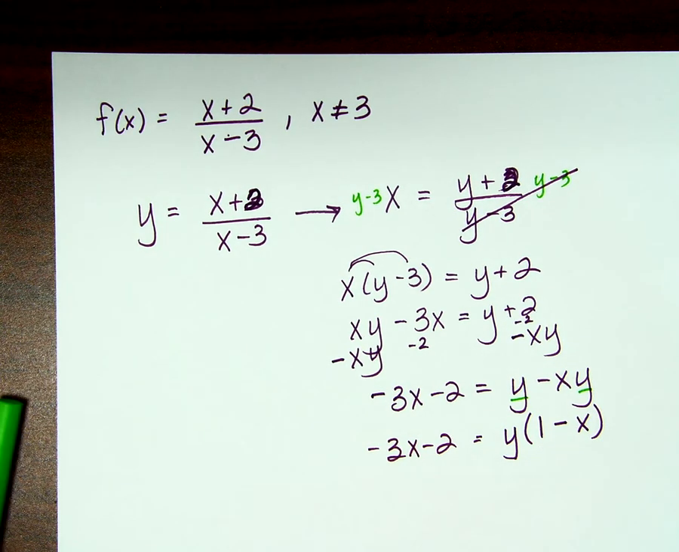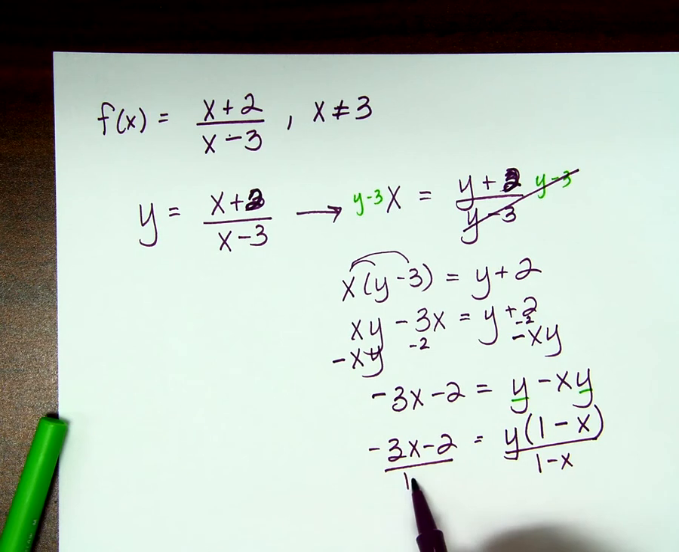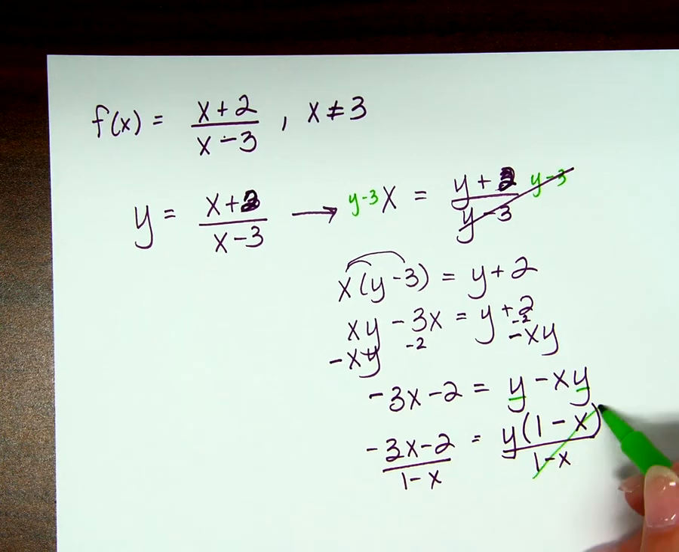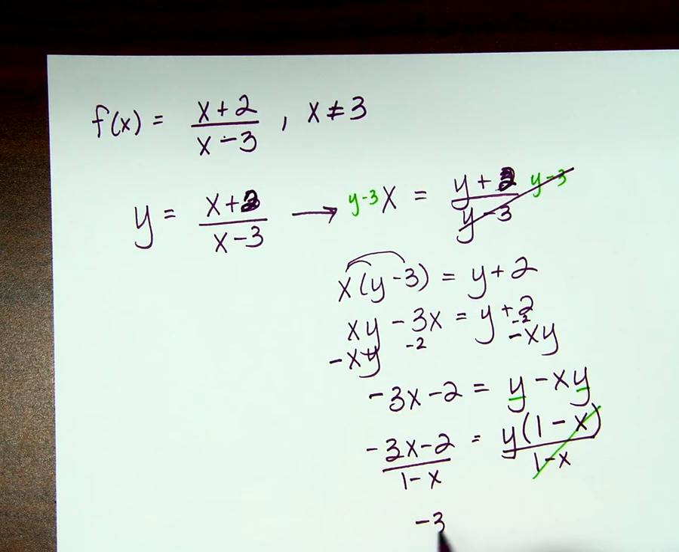Well, now I only have one thing left to do, and that's divide both sides by 1 minus x. Because on this side, the 1 minus x simplifies to 1 now. And I have negative 3x minus 2 over 1 minus x equals y.